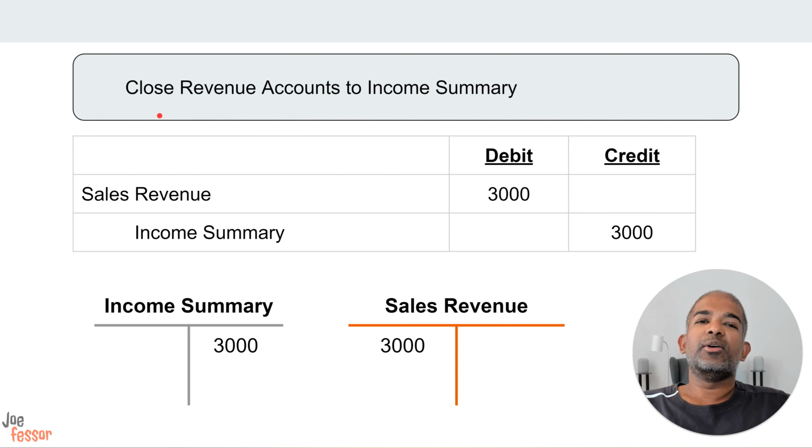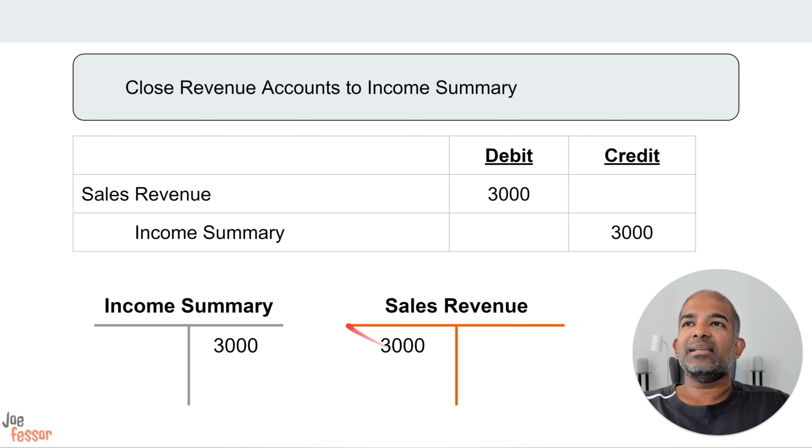First we are going to close all the revenue accounts into another temporary account. We're going to call it income summary. So sales revenue, we had a revenue of $3,000 during the month of January. Remember, revenue is a credit account. By debiting the revenue account, I'm reversing the revenue that was earned in January. Or in other words, I'm removing the revenue account and resetting it to zero. So I would credit the income summary account to store my revenue of $3,000 in that particular account. So income summary is being credited and sales revenue is being debited.